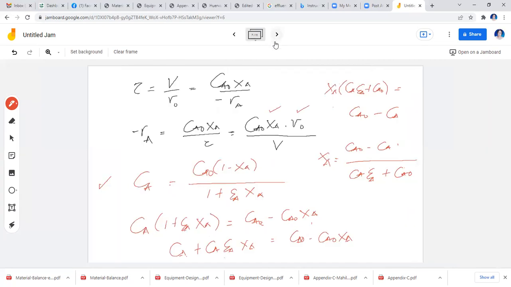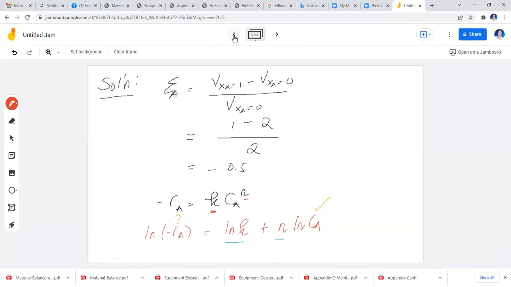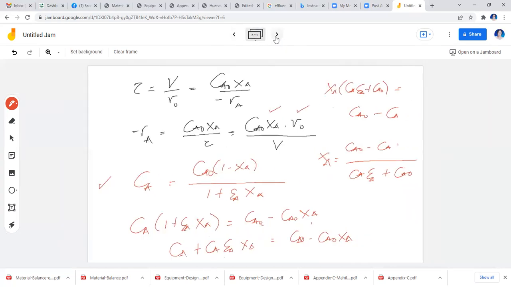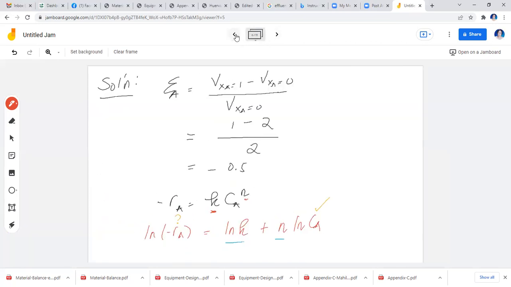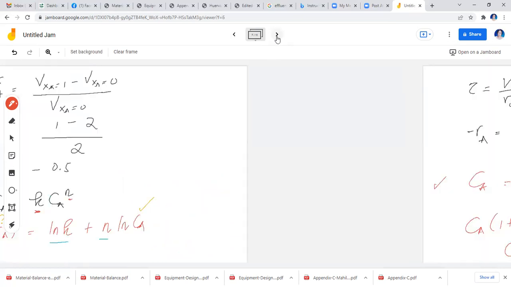So can you do that? Can you write down on a piece of paper your CAO, which is 100 millimole, and your CA, which is varying? I'll just give it as an assignment later. And epsilon A, which is negative 0.5. Okay? CAO is 100 millimole and epsilon A is negative 0.5.